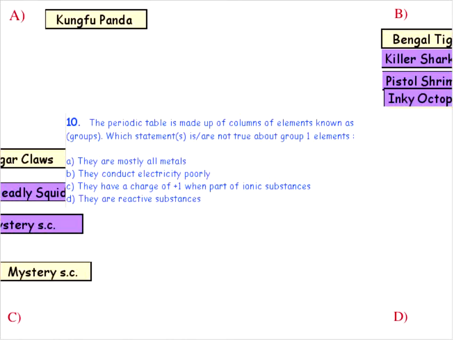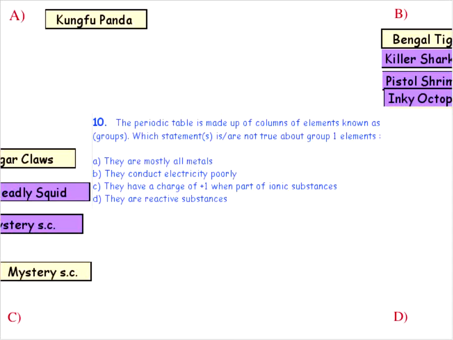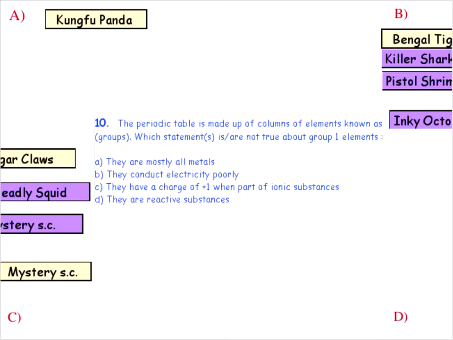Okay, so that looks like that's one for the sea creatures, guys. The answer should be B. The one that's not true is they conduct electricity poorly, because group 1 elements, which are metals, conduct electricity well, right? Okay? Does that make sense, guys? Okay, good stuff.